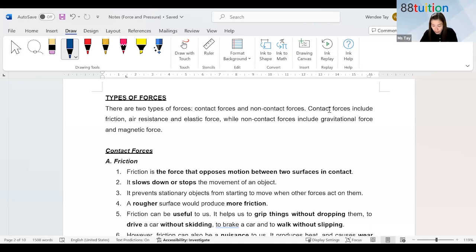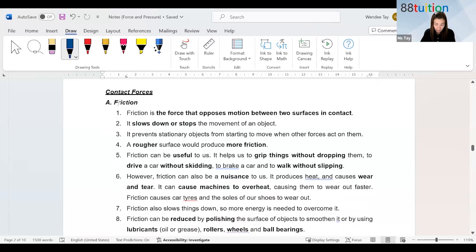Non-contact forces can just exist on their own, like gravitational force. Okay, it's kind of a pull. There's no contact. No matter where we are, whether we are jumping up or sitting down, there's always this gravitational force acting on us. Okay, then magnetic force also. All right, you don't need them to come into contact for the force to be there.